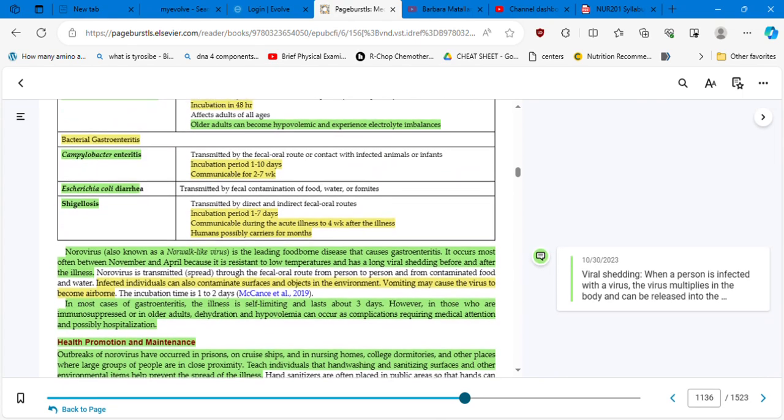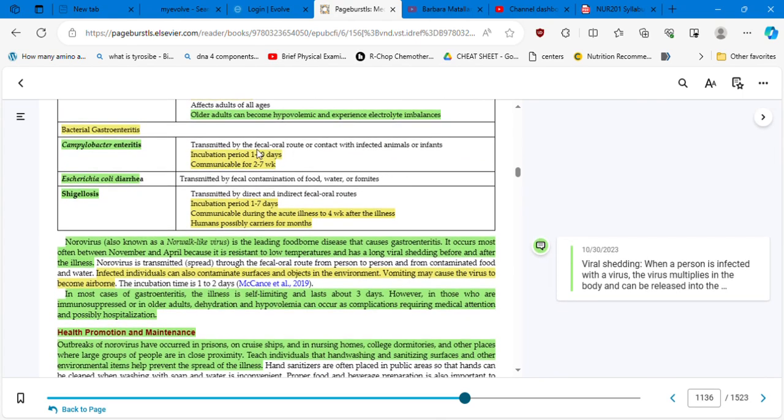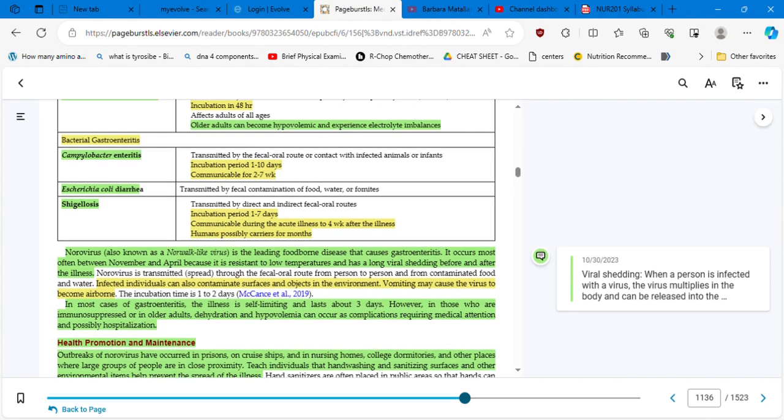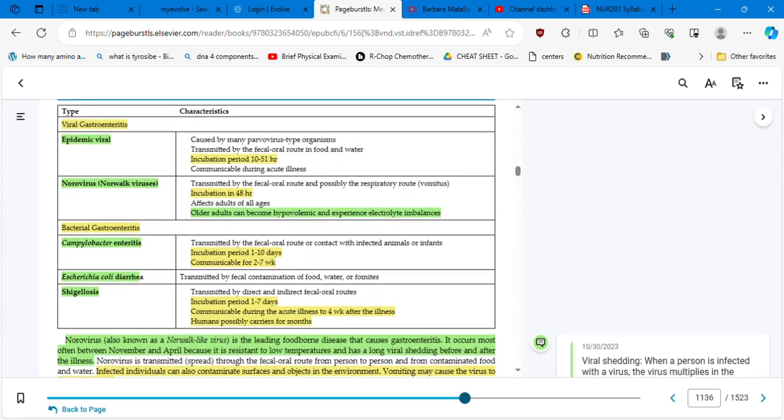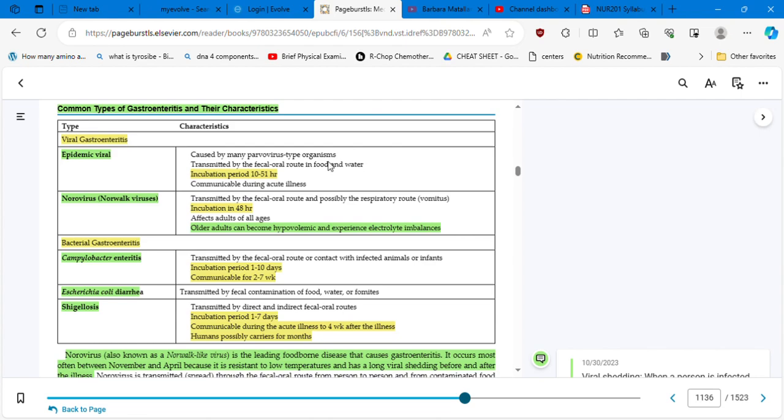Bacterial gastroenteritis, Campylobacter enteritis, incubation 1 to 10 days, communicable for 2 to 7 weeks. Note the difference between the viral incubation period and the bacterial. The first two are in hours, the bacterial is in days.